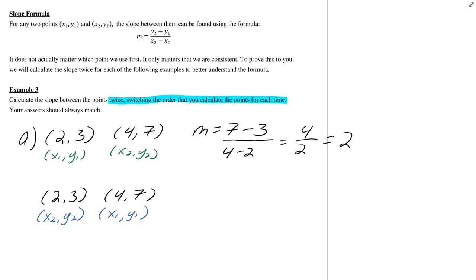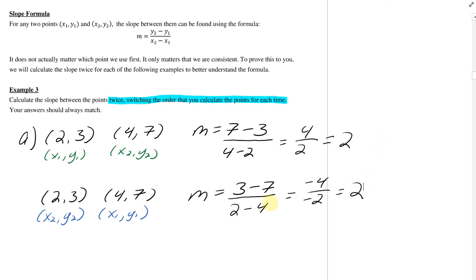Okay, so let's do the whole calculation again. I need to do y2 minus y1. In this case, this is my y2 and this is my y1, so this will be 3 minus 7. And then I've got x2 minus x1, here's my x2, here's my x1, so this is 2 minus 4. Now if I work this out, this is negative 4 over negative 2. Negative divided by negative becomes a positive, so this all equals 2.